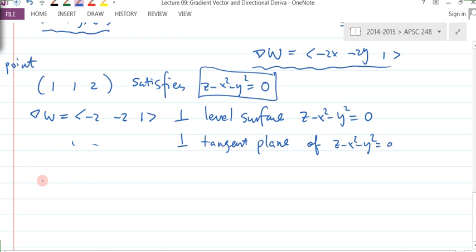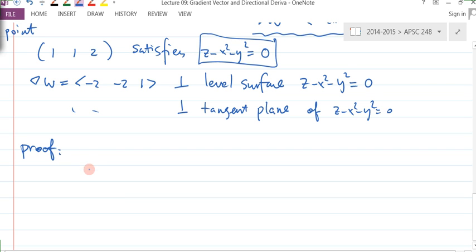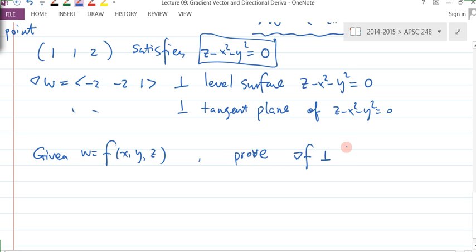So we're talking about a gradient vector, a 3D vector here. Essentially what we're proving is this: we have a w equal to this, a function of 3 variables. Maybe I'll write it this way. Given this, we're trying to prove that del f here is perpendicular to level surfaces.